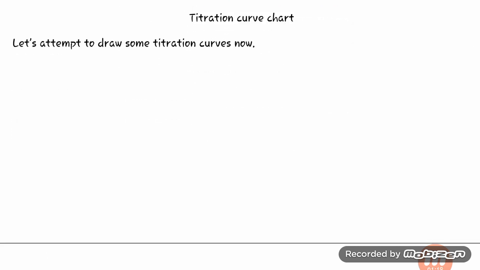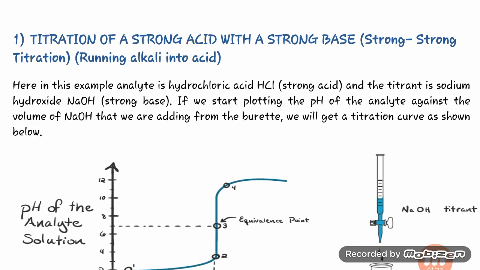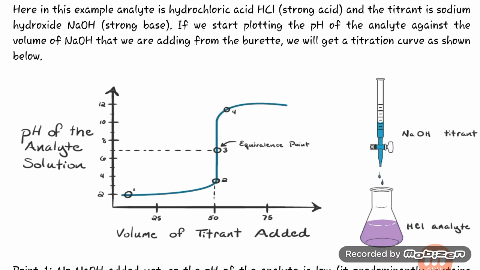Let's attempt to draw some titration curves now. So first, titration of strong acid with strong base. Here is an example: the analyte is hydrochloric acid and the titrant is sodium hydroxide, a strong base. If we start plotting the pH of the analyte against the volume of NaOH that we are adding from the burette, we will get the titration curve as shown.